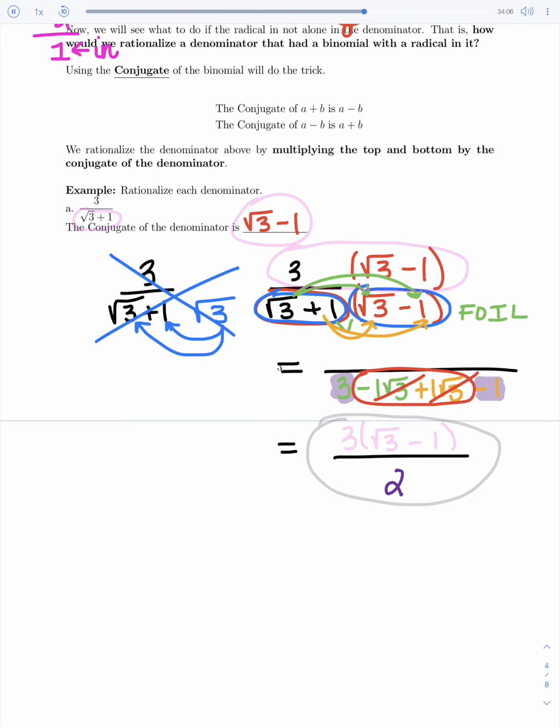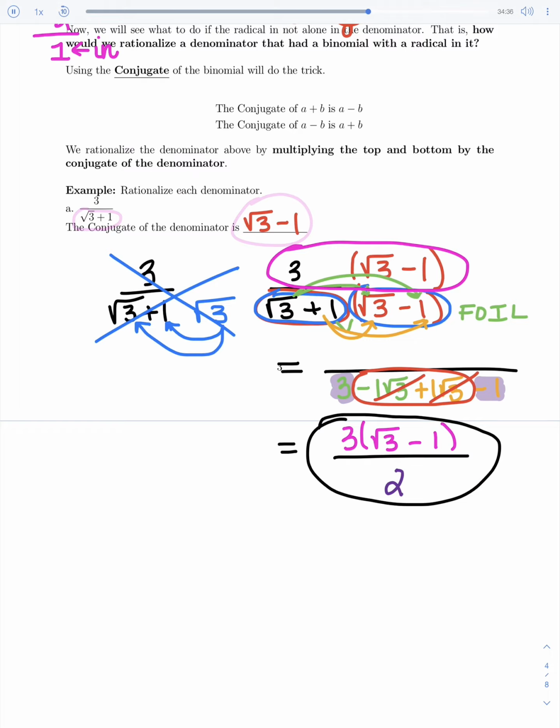They're gone. What's nice about the top is I can leave it as is. I've got a 3 times the square root of 3 minus 1. And the reason why I can leave it is it's already factored. If you wanted to, you could multiply out the 3, but you just don't need to. So that is my final answer. It's 3 times the square root of 3 minus 1 all over 2.